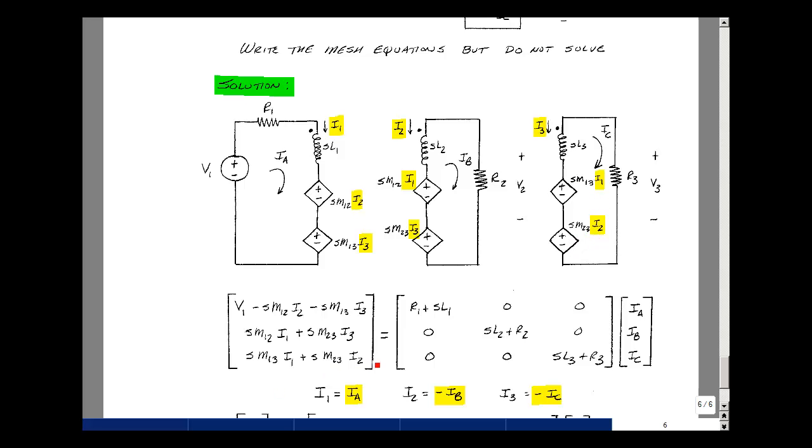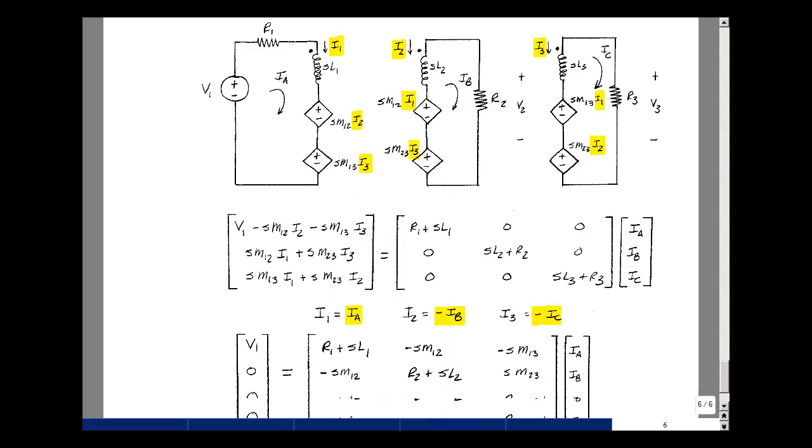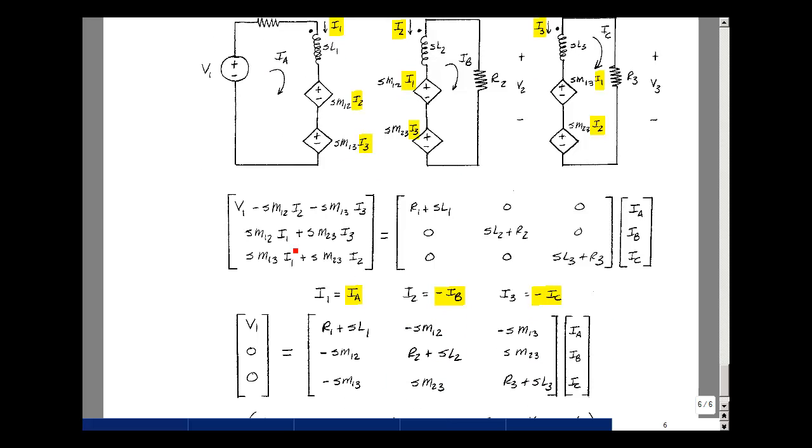Now, what is I1, I2, and I3 in terms of IA, IB, and I sub C? Well, here I sub A and I1 are the same. Here they're in opposite directions, and likewise over here. So now I could bring these terms with the mutual inductance on the other side of the equation in terms of the unknowns A, B, and C. So I have V1, and then I have SL1, and then I2 is minus I sub B. So when I bring it on this side, it's going to be a plus term, and then a minus I sub B, so I get a minus SM12.